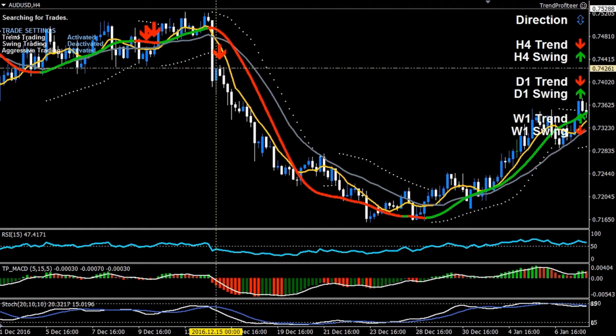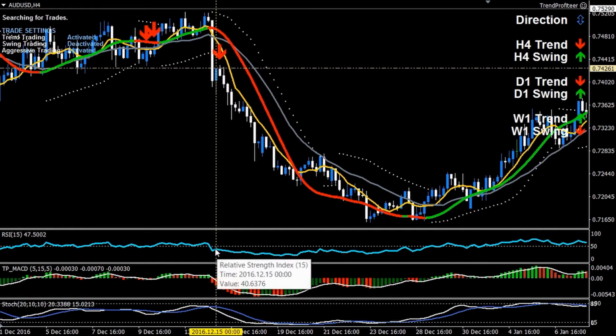But getting back to the trade example, you can see that first of all we have a bidirectional arrow, so it's an aggressive trend type. The trend follower has turned to red. The fast moving average is below the slow moving average. The price is equal to or below, in this case quite a bit below, the fast moving average.